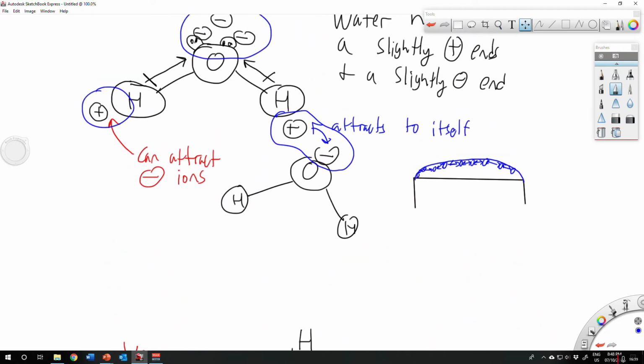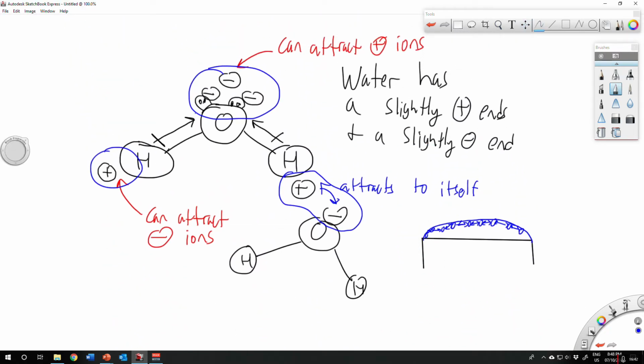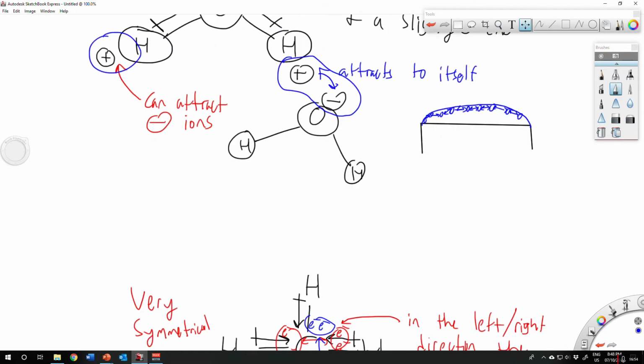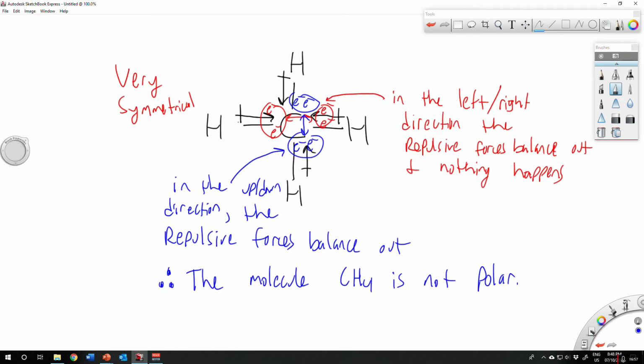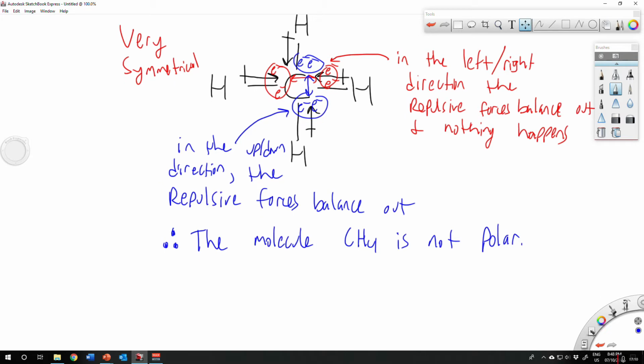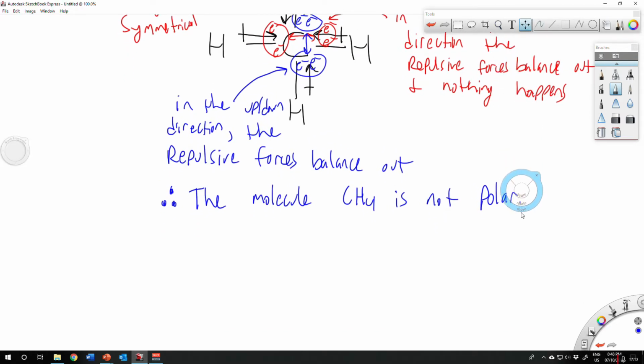If I compare that to, say, the water up here, because of the way the water is arranged, this one's pushing this way, this one's pushing this way. They're not exactly opposing each other, so there is a net result of electron movement. In the methane molecule, you have electrons pushing to the right, electrons pushing to the left, they will cancel each other out. Electrons pushing down, electrons pushing up, they will cancel each other out. And so basically nothing really happens. Okay, the molecule CH4 is not polar, and this was despite having 4 polar bonds.